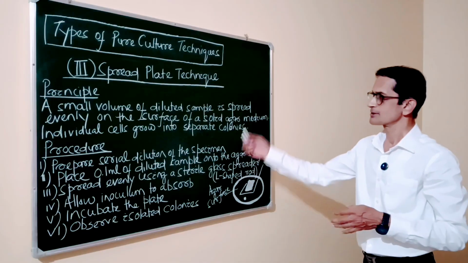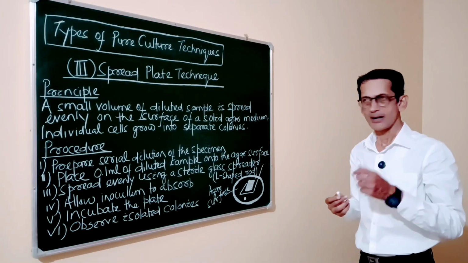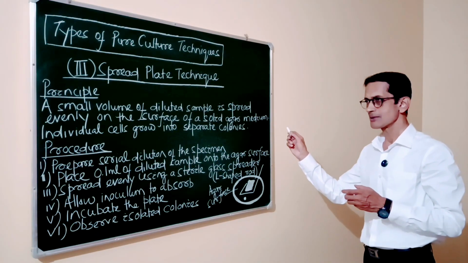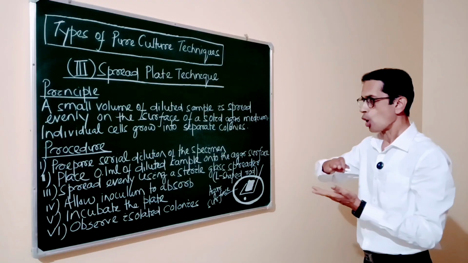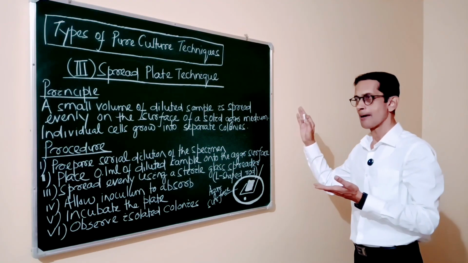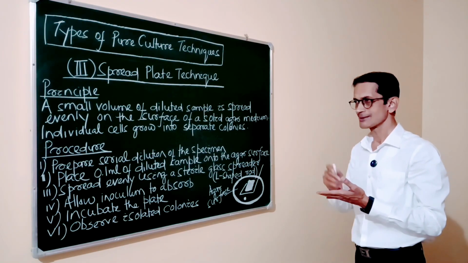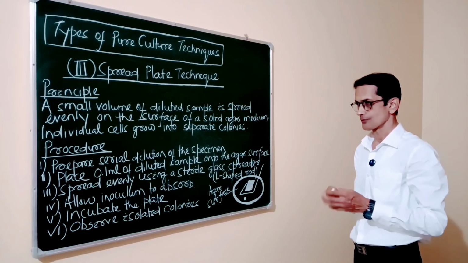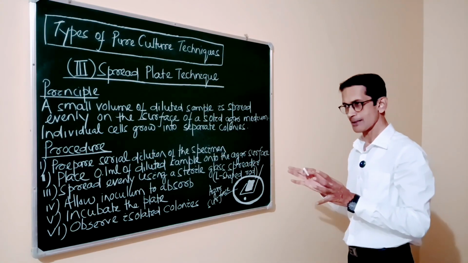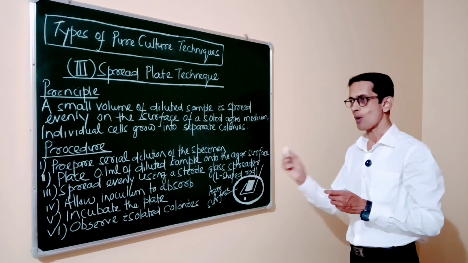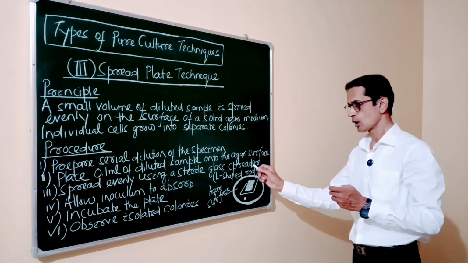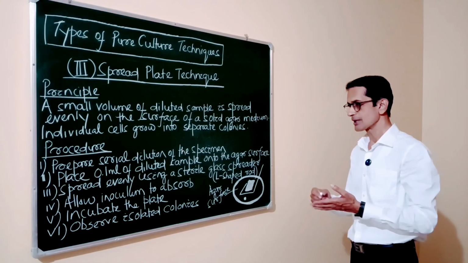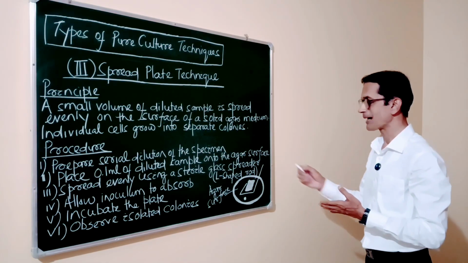The next technique is the spread plate technique. Principle: a small volume of diluted sample is spread evenly, means equally, on the surface of a solid agar medium. Individual cells grow into separate colonies. Procedure: prepare a serial dilution of the specimen. Place 0.1 ml of diluted sample onto the agar surface. Spread evenly using a sterile glass spreader.